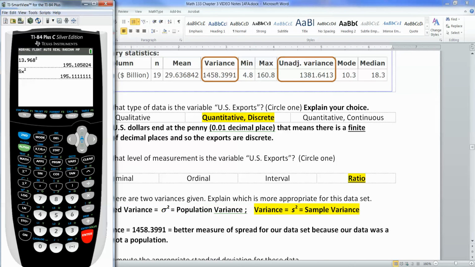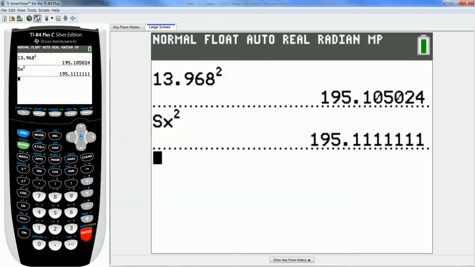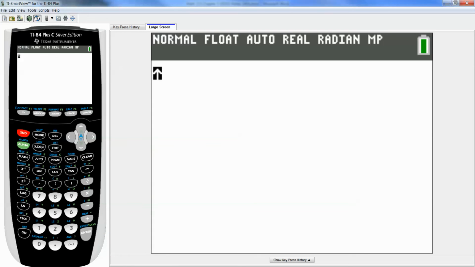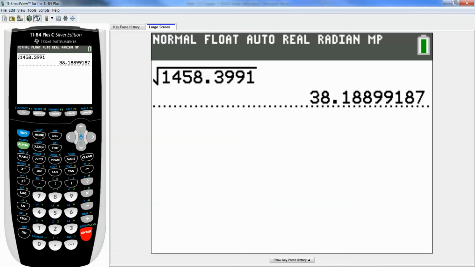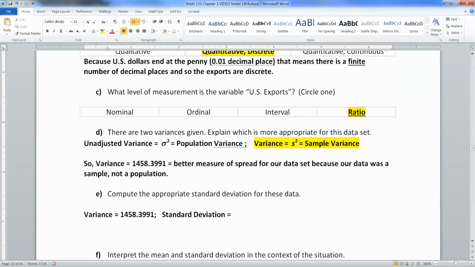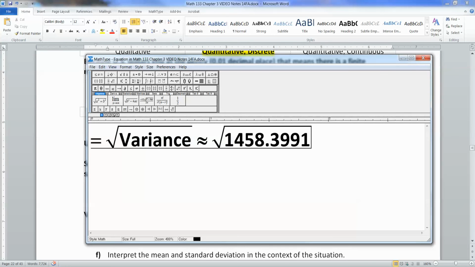1458. Okay, so square root is, let me make this bigger so you can see. I want the square root. So that's second x squared button. See above it, it says a little square root. You say 1458.3991, enter. And there you go, 38.189 or so. We're going to round a bit. So 38.189. And there we have it.